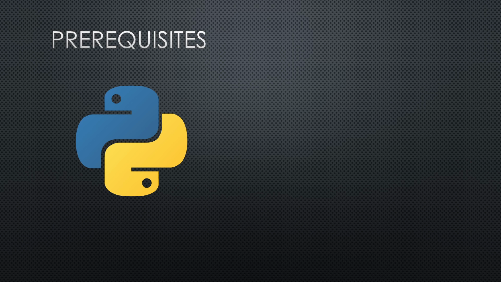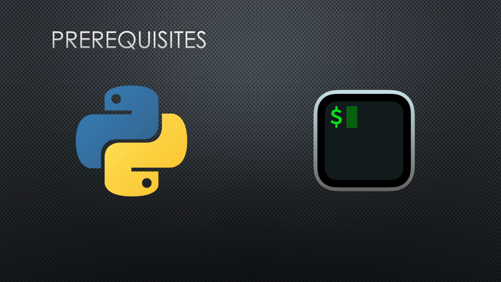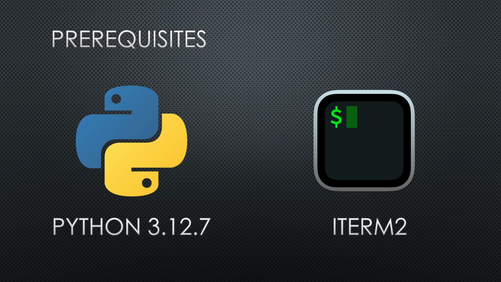Before you can use a Python virtual environment, you'll need a version of Python 3 installed, along with the pip command, and a terminal emulation application, such as the one built into your OS or a third-party one. For reference, in this video, the version of Python used was 3.12.7, and iTerm2 was the terminal emulation application used on macOS.